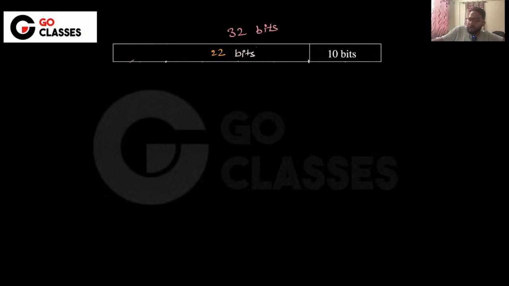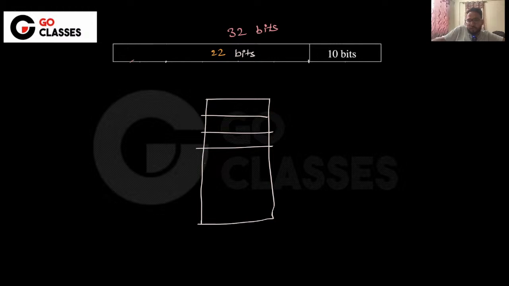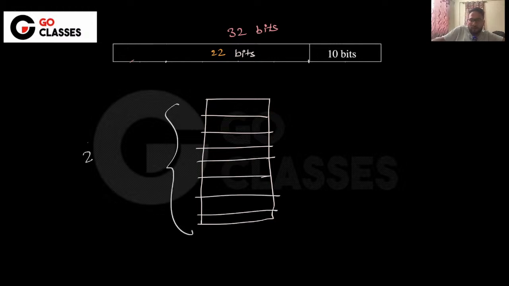So basically this 22 represents that, since this is just one flat level page table, you have 2 power 22 entries, right? And each entry is pointing to one page which has 2 power 10 entries. This 22 represents 2 power 22 entries, this 10 represents 2 power 10 entries. So each is pointing to something which has 2 power 10 entries.